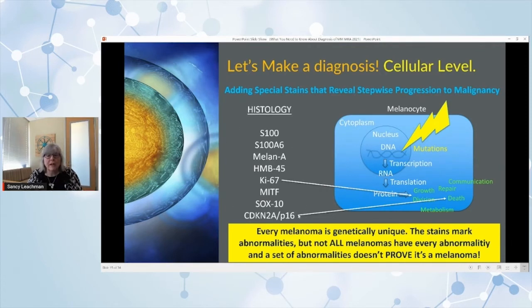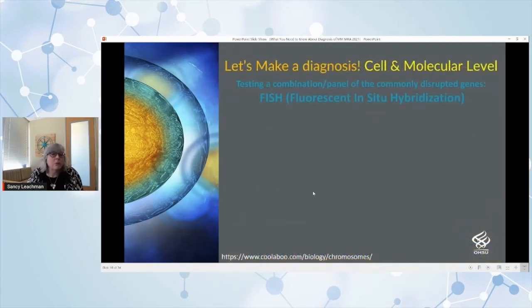And so even though you've got a nice panel of stains, and these stains will allow you to mark abnormalities on the cells, not all melanomas have each one of these abnormalities, and you don't have stains for every possible abnormality. So what does that come out to mean? It means that even though it's a really good piece of information to have, it sometimes isn't able to tell you whether or not to prove that this is a melanoma. So if special stains aren't good enough, then what's the next step?